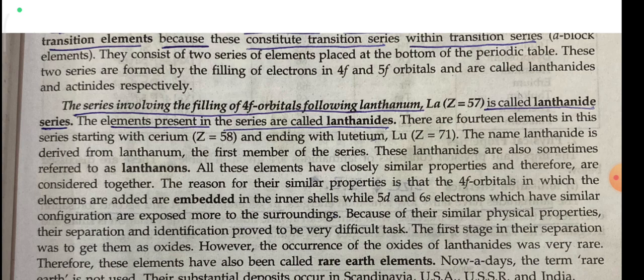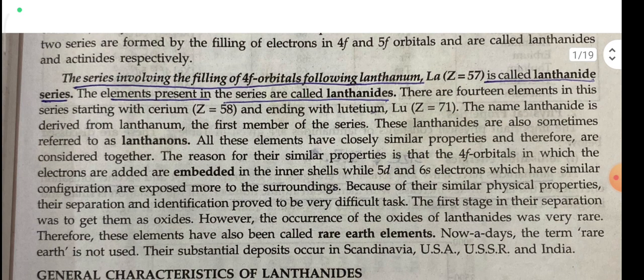There are 14 elements in the series, starting with cerium, Z equals 58, and ending with lutetium, Lu, Z equals 71. The name lanthanide is derived from lanthanum, the first member of the series. These lanthanides are also sometimes referred to as lanthanones. All these elements have closely similar properties and therefore are considered together.